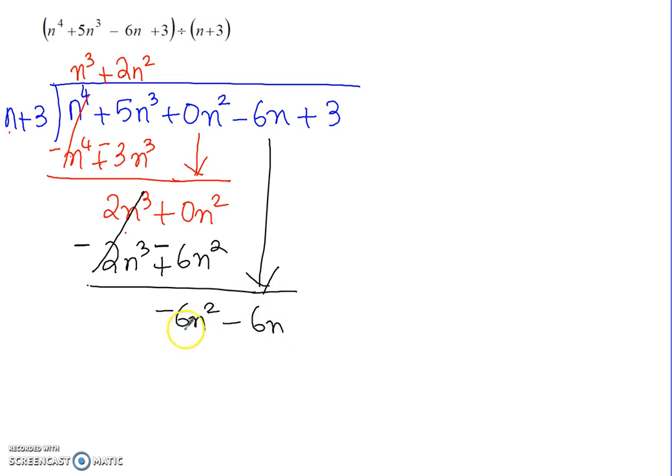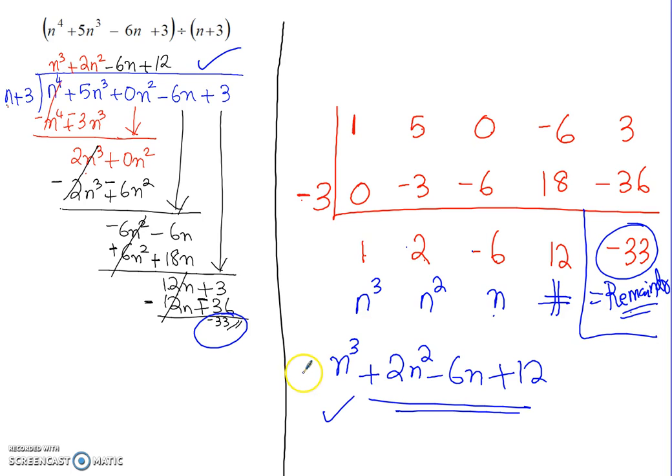Now, negative 6n squared divided by n, you get negative 6n. Distribute it, you get negative 6n squared minus 6 times 3 is 18n. Change the sign. So I just went ahead and did all the steps here, and I also did the synthetic division on the side for you to compare. So do your work and check and see if you get the same remainders and the same answers. You can use whichever method you want when you divide.